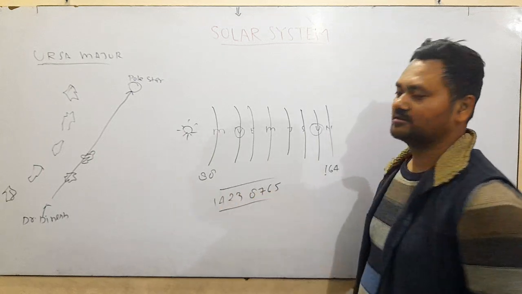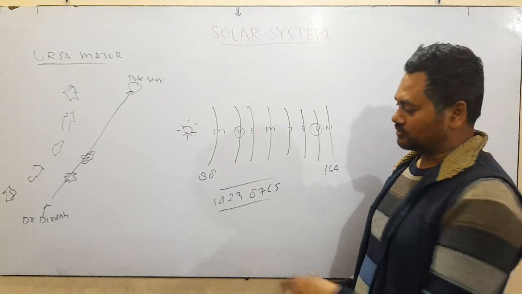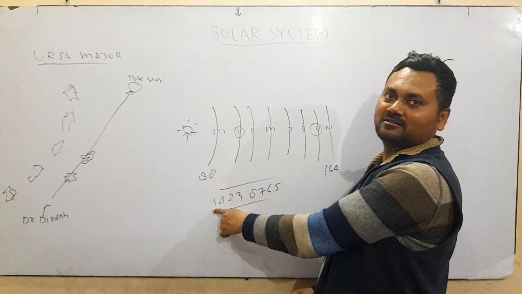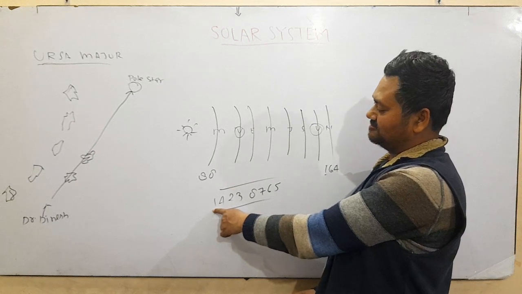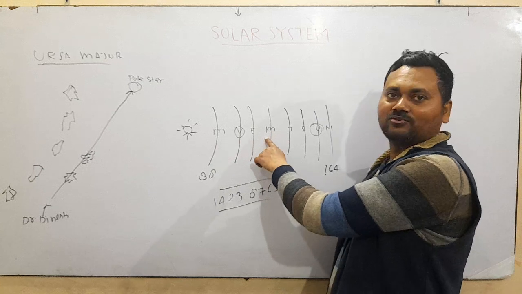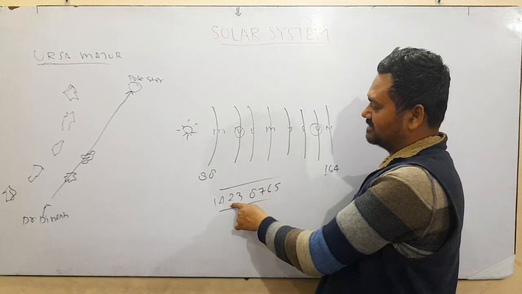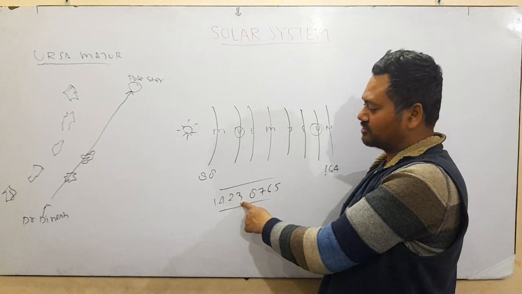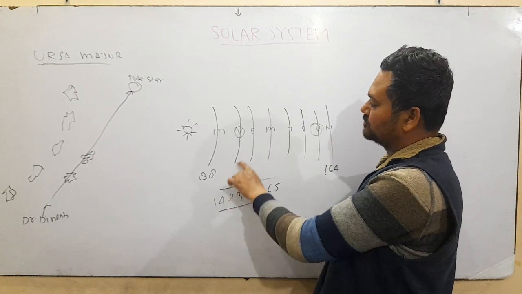This is the number. This one is Mercury, the smallest one. After that, the fourth goes to Mars, and the second is Venus, and after that, in increasing order, the third position goes to Earth.